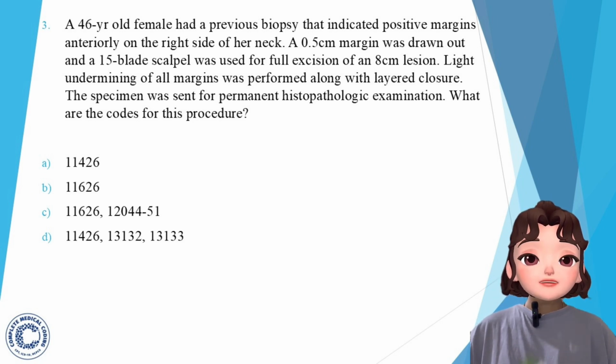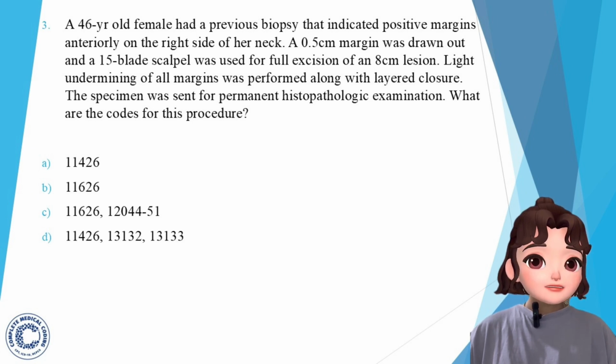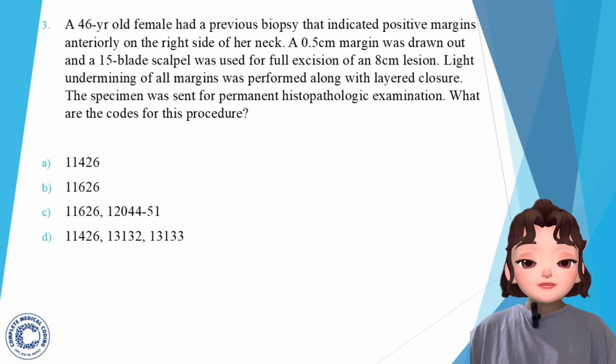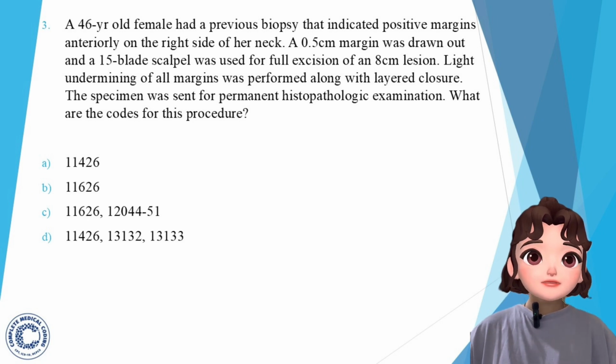What is CPT 11426? Excision code. This is excision of benign lesion including margins, except skin tag, scalp, neck, hands, feet, genitalia. Which part is this? Right side of her neck. So here neck can be done. Excision of benign lesion. Let's move to the other CPT code.